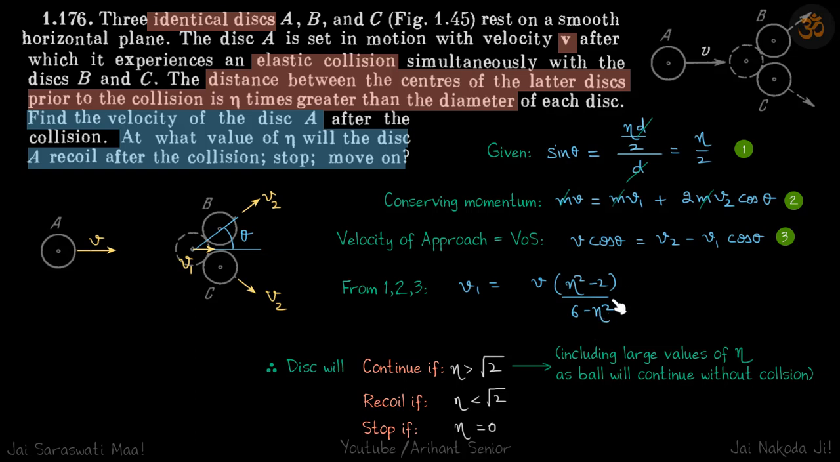And now from the equation again we can see when eta is less than root 2, then this term becomes negative. So v1 will be in the opposite direction. So it will recoil. And when eta is equal to root 2, then it will stop as v1 will become 0. Alright.